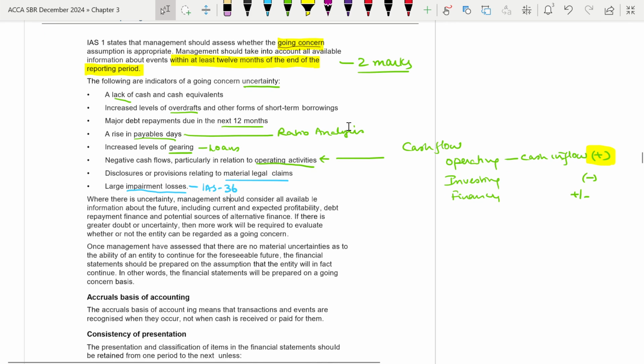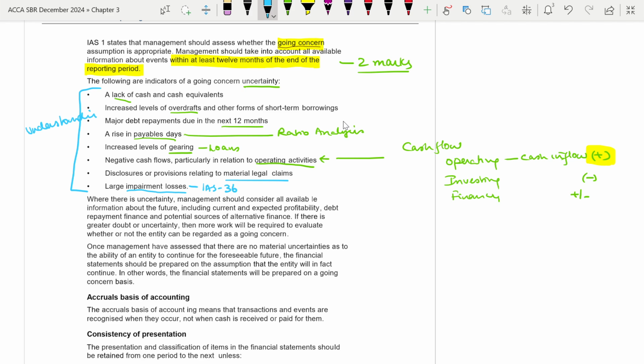These are the concerns. I am saying this: you should not memorize it, you should understand it. There is no memorization here. But if they ask anything on interpretation, we have to mention these conditions based on the situation, based on the scenario. These are the going concern uncertainty indicators.